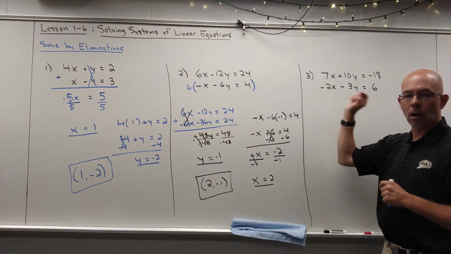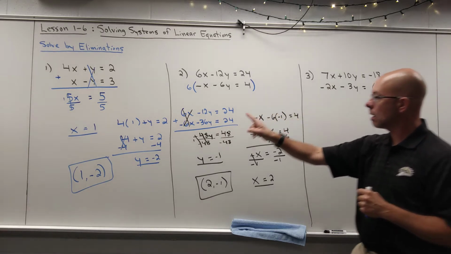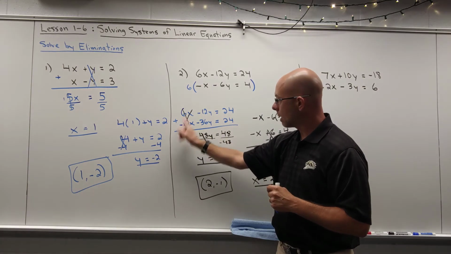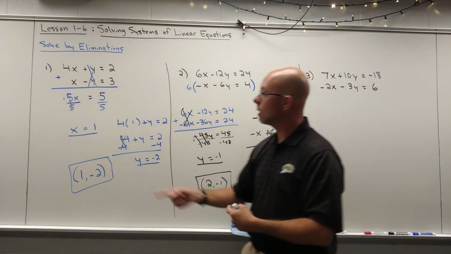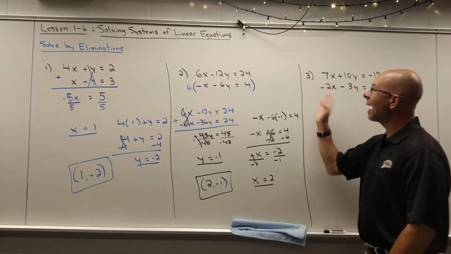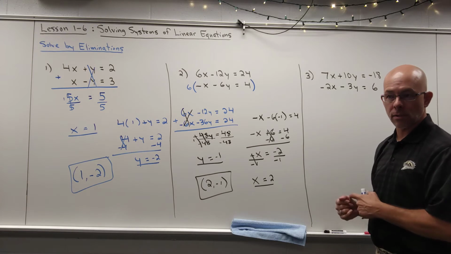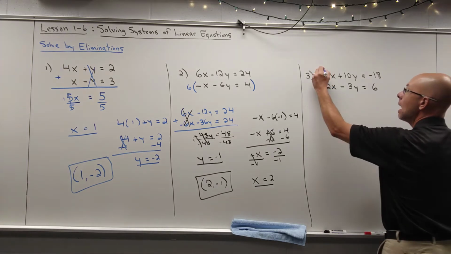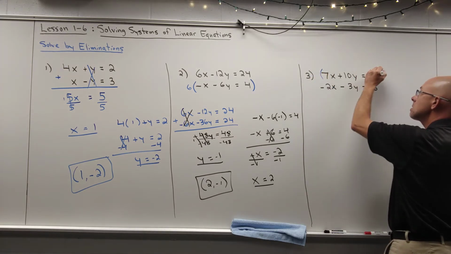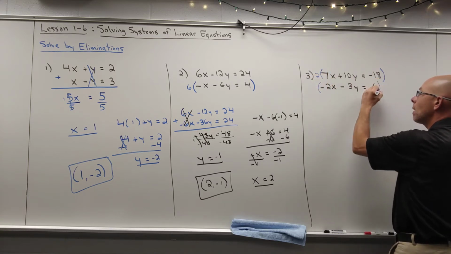My x's are already opposite in sign, and that's what I want. I always want one positive, one negative. That's how they cancel when I add. I don't want to create a sign change, which means use two positive numbers as your multiplier. So I am going to multiply this all by 2 and this one all by 7.